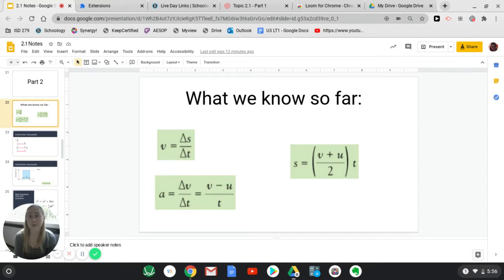And then we have this equation for how to find the distance from a velocity versus time graph. If you know the initial velocity and the final velocity and it changes over time, you can get a distance using this equation on the right.